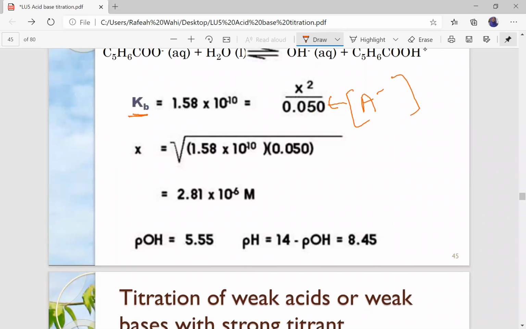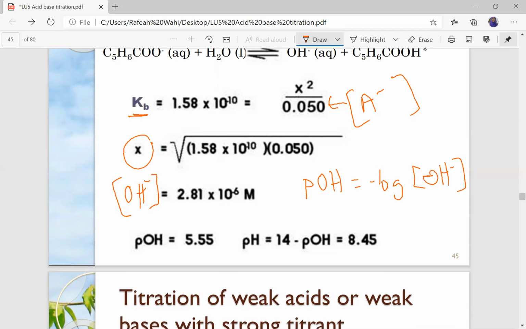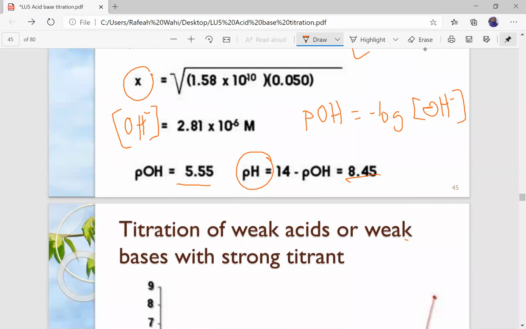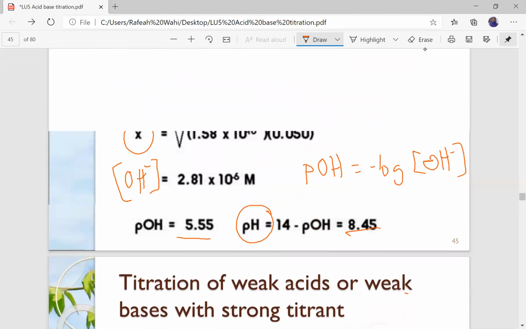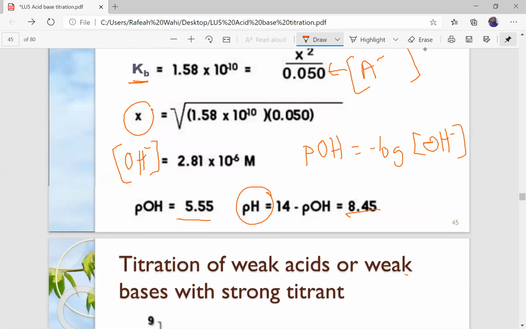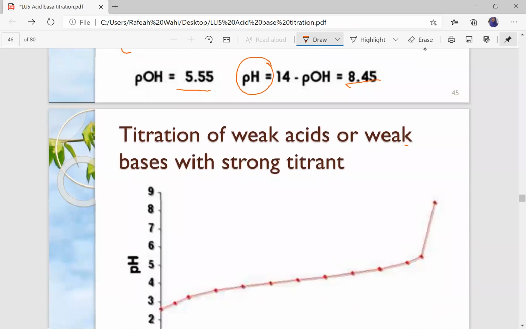So this is taken from the concentration of conjugate base. So from here, you calculate what is x, and x is the concentration of hydroxide ion, and from the concentration of hydroxide ion, you can calculate pOH. pOH equals negative log of the concentration of hydroxide ion, and you get 5.55, and you calculate the pH as 14 minus the pOH. You get 8.45. So you repeat this calculation for every 10 ml additional NaOH.